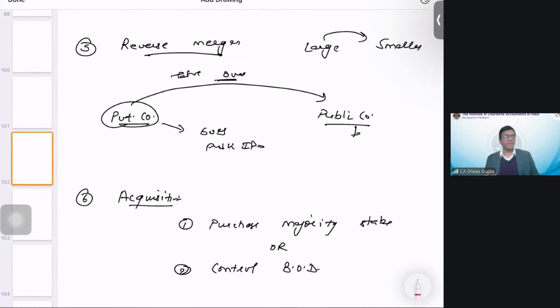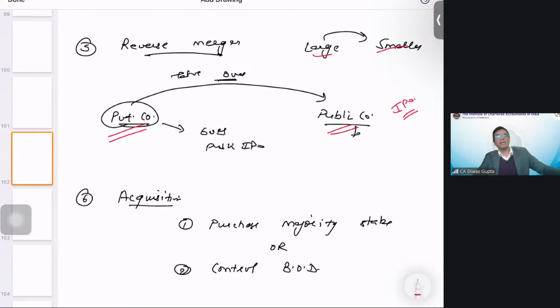Perfect. Then comes the reverse merger, students. So till now in a merger, naturally, we understand that a large company buys a smaller company, right? That is the general nature of a merger. Herein, what happens? A private company takes over a public company. A public company is already listed. It has already done its IPO.